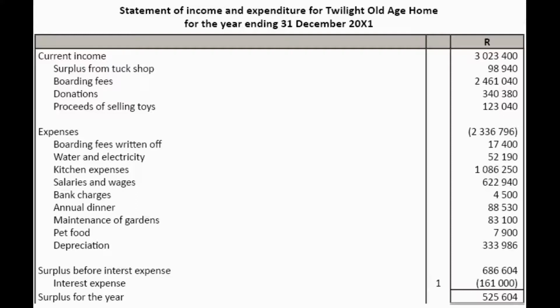Okay, and the last step is then just to deduct the interest expense from the surplus before the interest expense. So you just deduct 161,000, deduct that from that 686,604 to get the surplus for the year of 525,604.